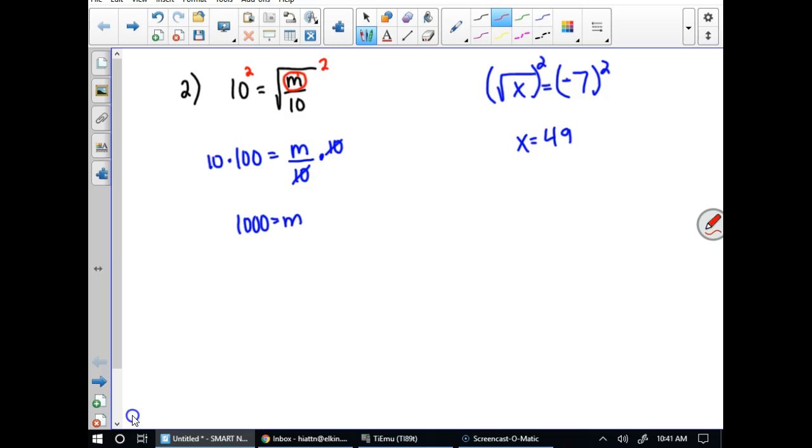However, if I plug that answer back in, the square root of 49, what does square root of 49 equal? 7. Does it equal negative 7? No, it does not. So what I have here is called an extraneous solution. It means that you did everything right solving the problem. You didn't do anything wrong, but the number just does not work in the original equation. So like for this one, I would have to put no solution, because 49 does not really work in the problem. This is what we call an extraneous solution.